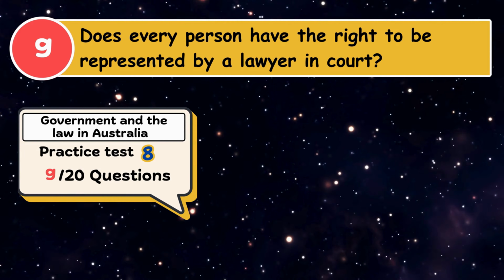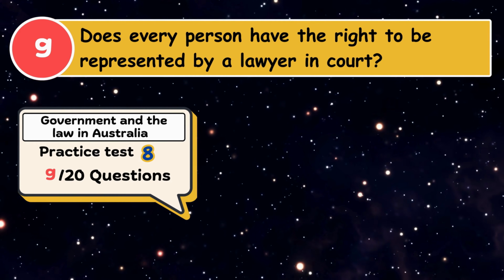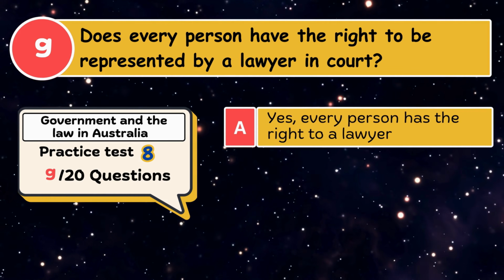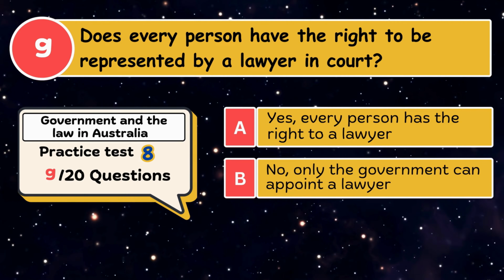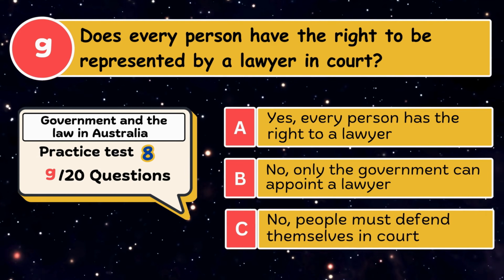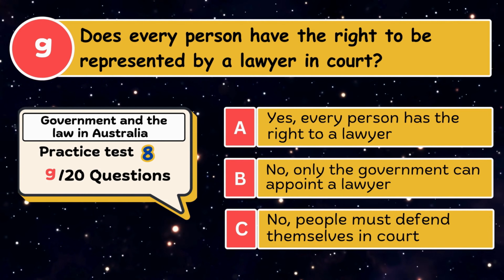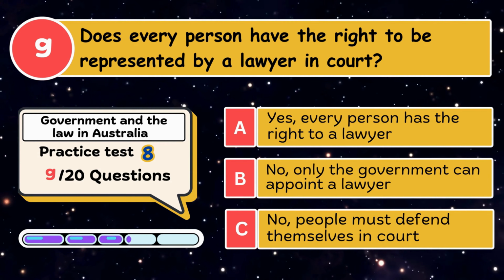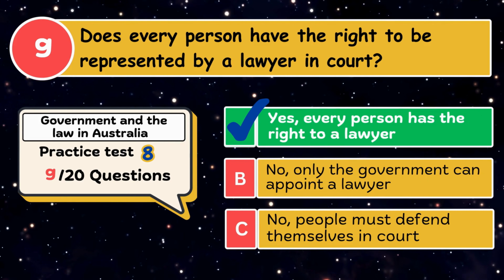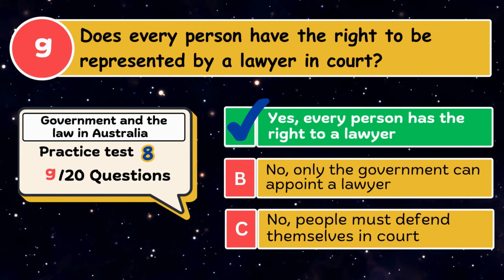Does every person have the right to be represented by a lawyer in court? A. Yes. Every person has the right to a lawyer. B. No. Only the government can appoint a lawyer. C. No. People must defend themselves in court. The correct answer is yes. Every person has the right to a lawyer.